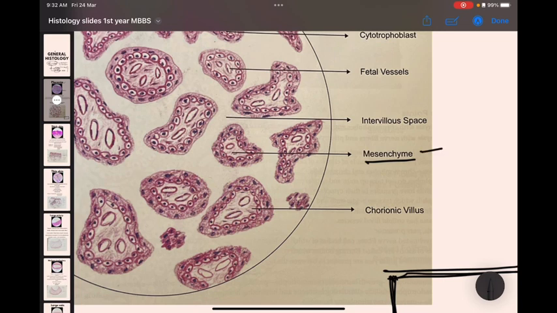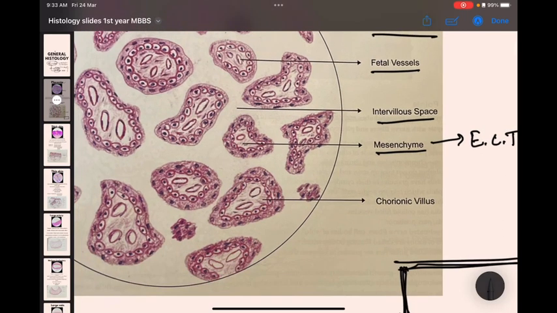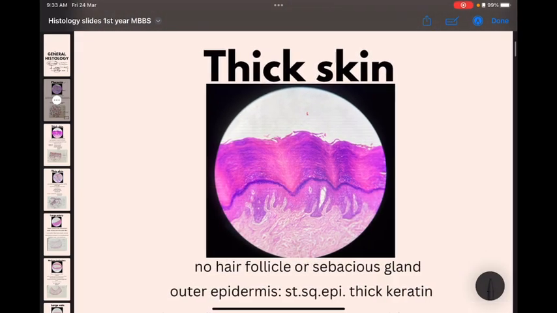Mesenchyme is nothing but embryonic connective tissue. Intervillus space, fetal vessels, cytotrophoblast, syncytiotrophoblast, chorionic villi. Done. Next one, skin.